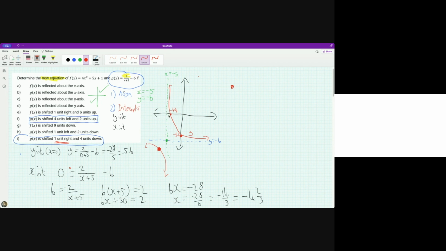If you go to the left of minus 5, let's say I get the number minus 6. If I want to know what y value is on the red graph when x is minus 6, all I need to do is take the function g and put a minus 6 in. So we go 2 over minus 6 plus 5 minus 6, which is the same as 2 over minus 1, because minus 6 plus 5 is minus 1, is that.